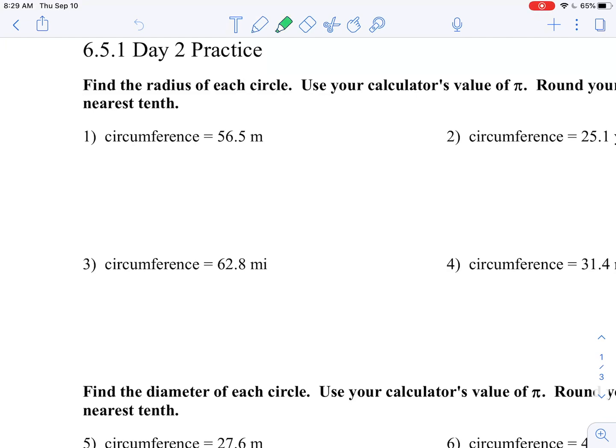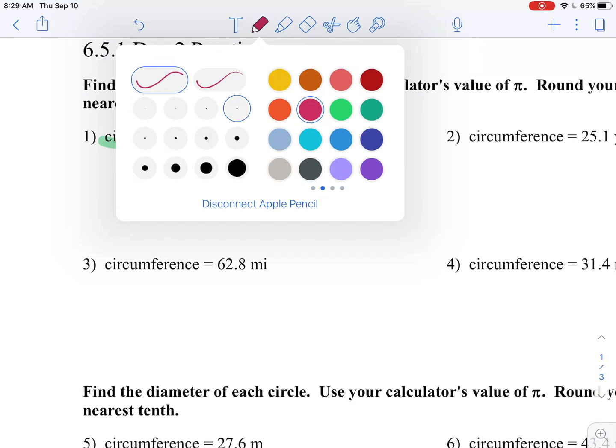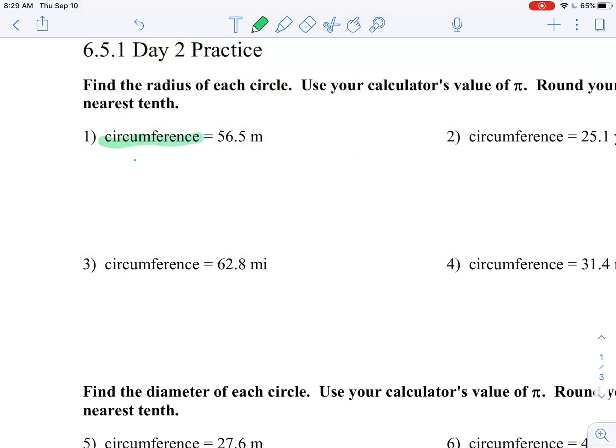So since we're given the circumference and we want the radius, we're going to use the formula circumference equals 2 times pi times the radius. And we're simply going to plug in the value for the circumference. 2 and pi are constants, and our only variable is the radius. So we can solve for the radius by dividing both sides by 2 and pi.